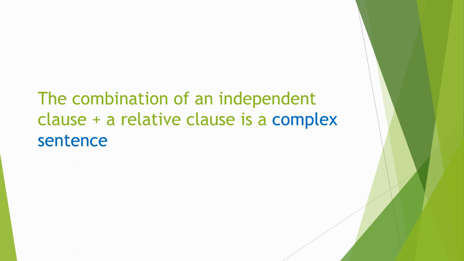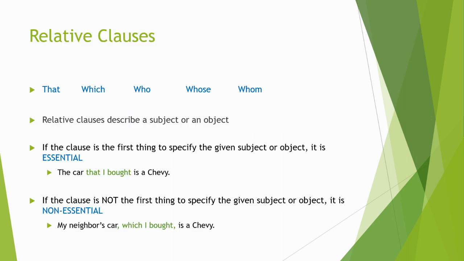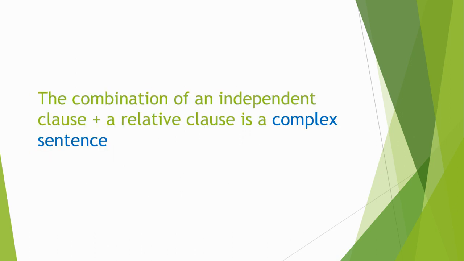Now, for anyone that is confused on that, keep in mind what throws people off sometimes is that the relative clause interrupts the independent clause, right? But you can see the independent clause if you just delete the relative clause. So if you just imagine that all the stuff in green is gone, look at what we're left with. The car is a Chevy. My neighbor's car is a Chevy. That's the independent clause right there. The relative clause is that I bought or which I bought. So the combination of those two things is a complex sentence.